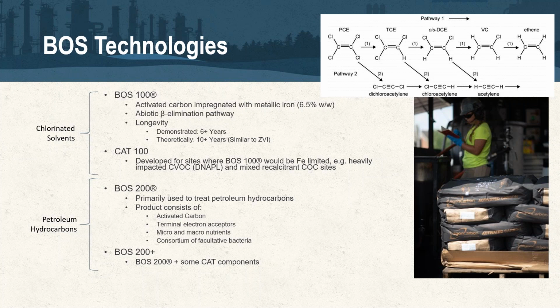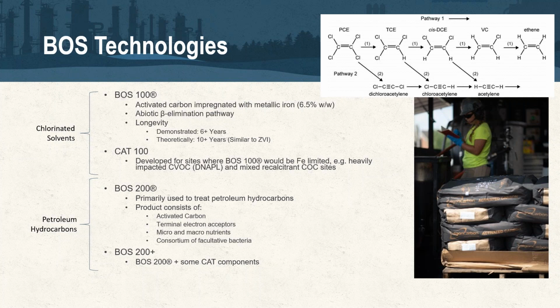And so the nice thing here, and one of the common applications for BOSS 100, is inside of buildings that have potential vapor intrusion risk, because we're not generating vinyl chloride. Theoretically, you're generating a very small amount, but again, with the activated carbon present, we don't actually see that in practice. So from a longevity standpoint, not all of our sites are monitored in perpetuity. We've got sites where we've got 6+ years of data.